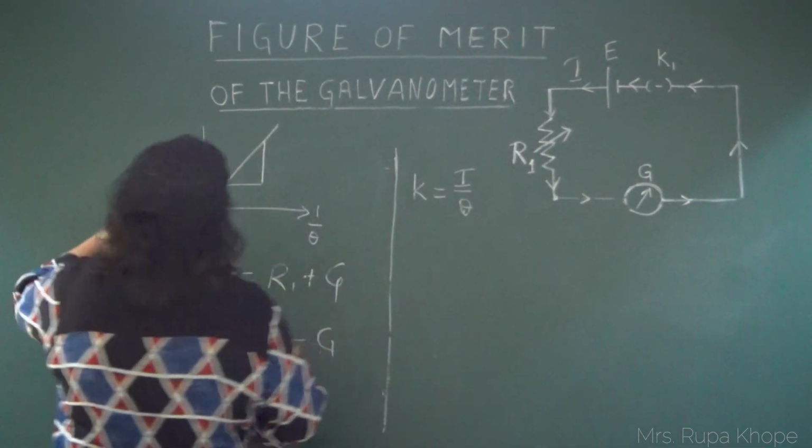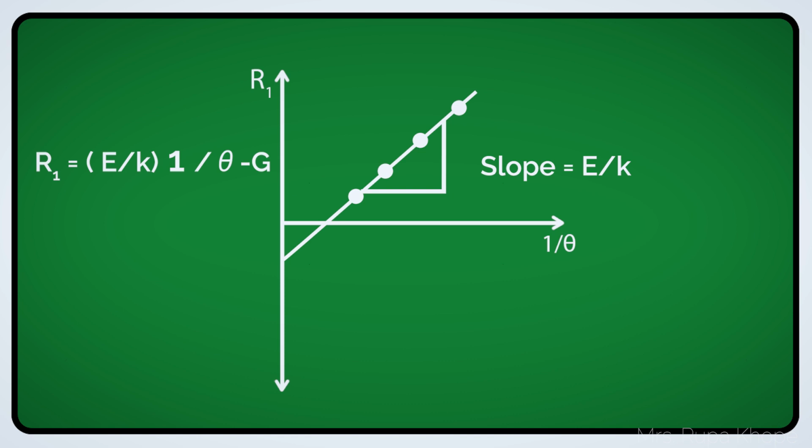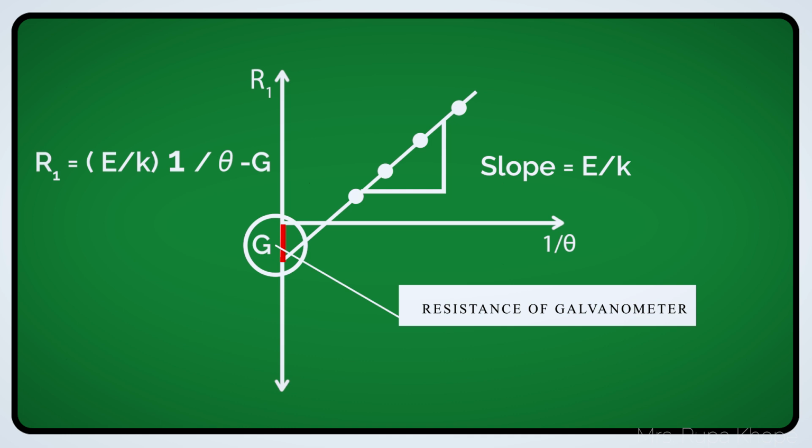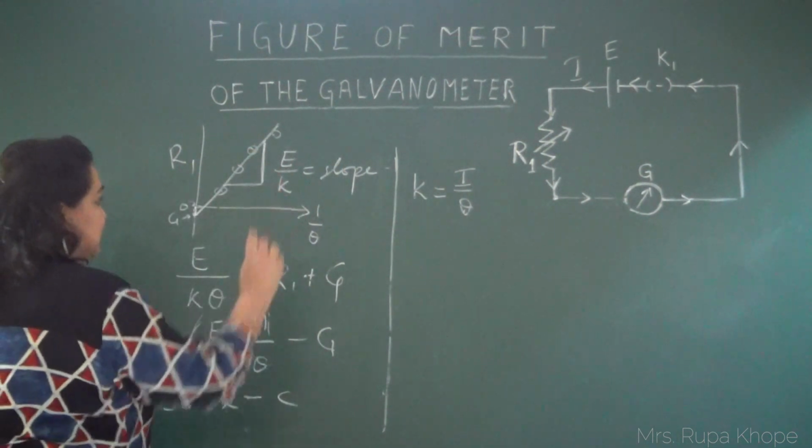So we can see very well, we get this graph, and on this graph, if I draw this graph like this, I get this kind of graph. We need to find the slope. So when I find the slope of this graph, it is E upon K is the slope. And if you see the y-intercept, it is nothing but resistance of the galvanometer. So here E upon K is the slope.